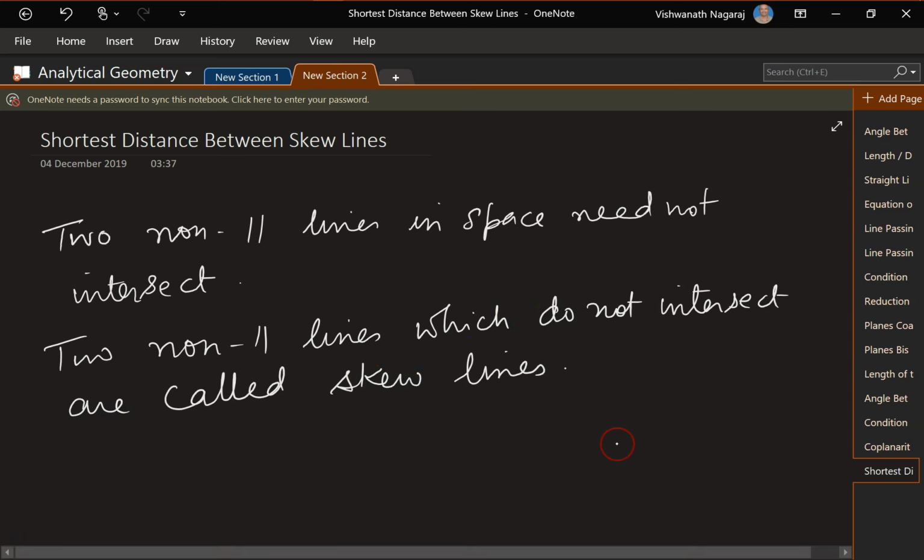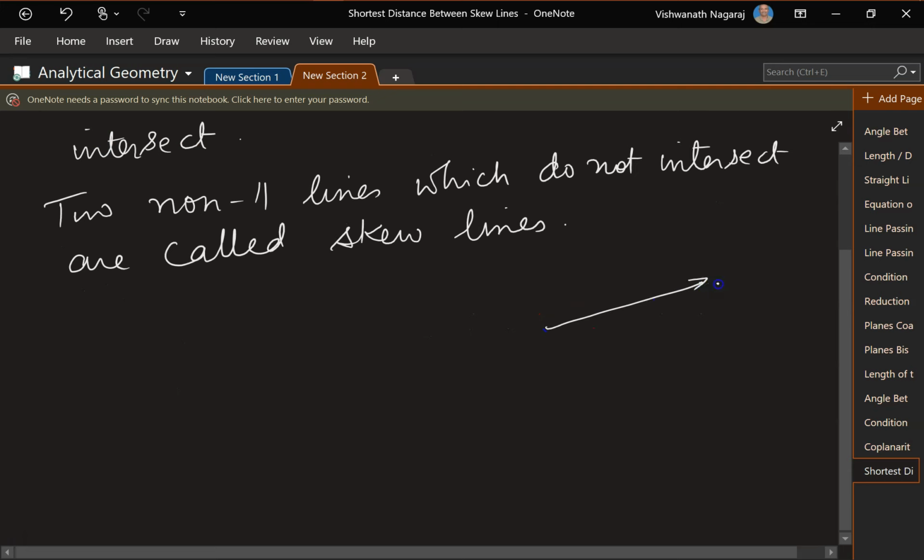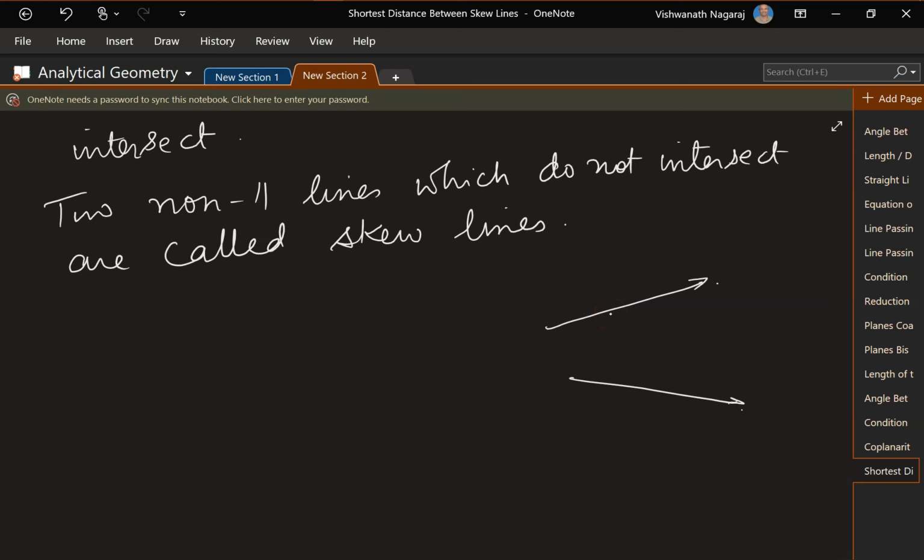So let's look at it pictorially. Let's say there's a line going this way and there is another line going this way. Now you might think that these lines are going to intersect somewhere here, but the point is that this one is behind and the upper one is in front. So in that case they are not going to intersect.